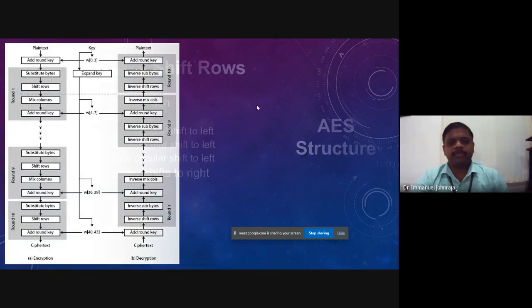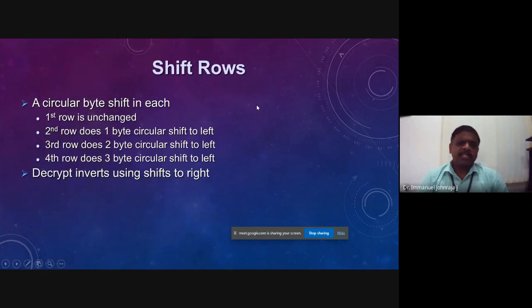You got the shift rows. So what happens in the case of shift rows? Values of the rows are shifted, a circular byte shift. So you got the state, and in every row of the state, you got the circular shift. The first row is kept unchanged, so it is not changed.